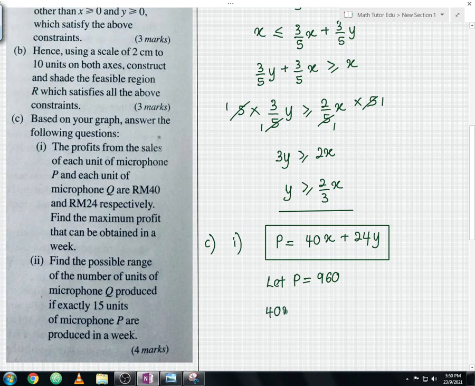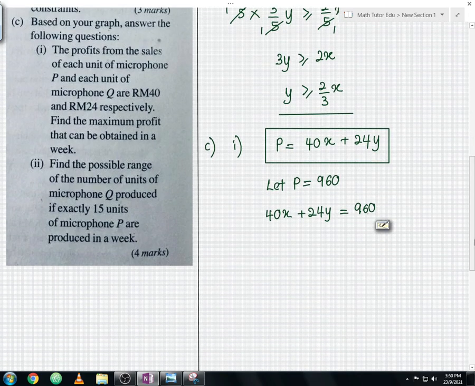So 40x plus 24y equals 960. Like I said, in order for us to come up with the imaginary line, you need at least 2 points. In this case we're going to use the intercepts. Let us start with the y-intercept first.